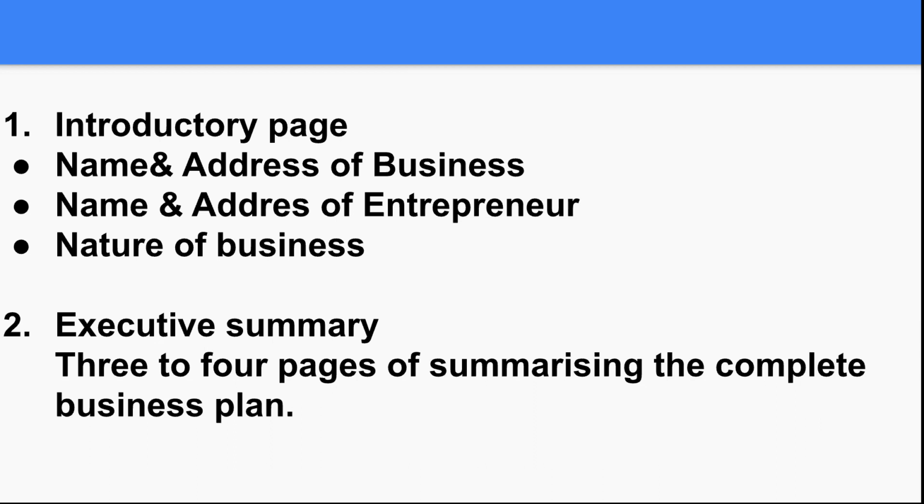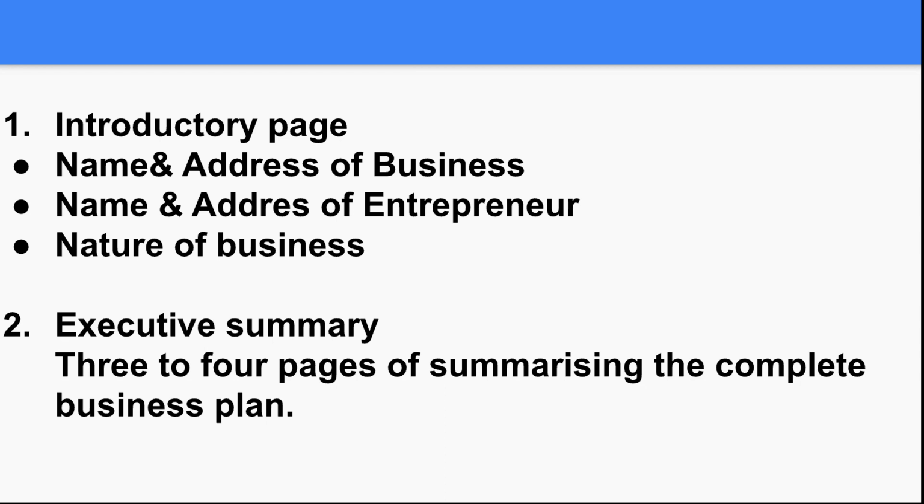First we'll start with the first part, that is the introductory page or introduction. In the introduction phase, this is just the title or cover page, you can say, that provides a brief summary of the business plan contents. It considers the name and address of the company, the name and address of the entrepreneur, also his telephone number, fax number, email address, and a website address if available. It also describes the company and the nature of the business. This is the first part. It is very basic and simple.